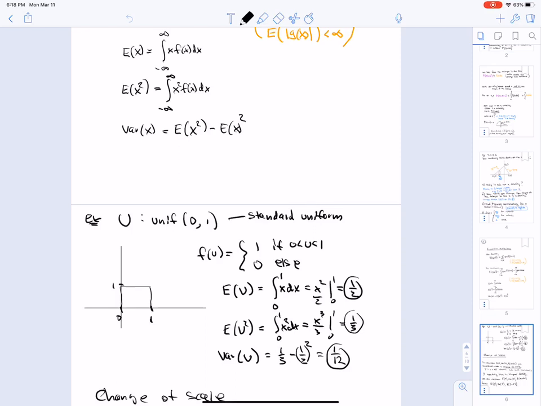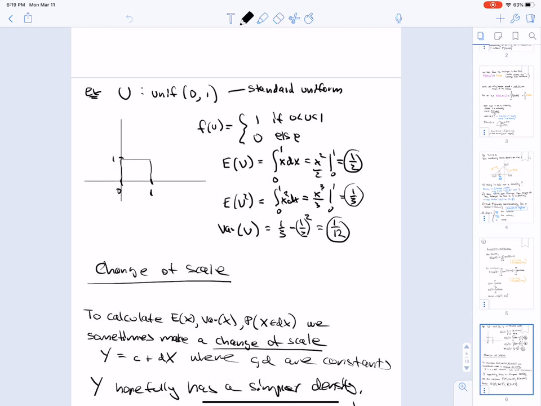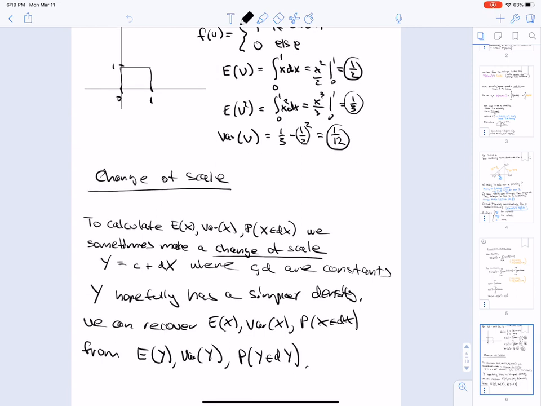So we can use these facts, for example, to find the expectation and variance of more complicated uniforms, and we'll do that a little bit later. But I need to introduce change of scale. So to calculate the expectation of x, the variance of x, the probability that x is in dx, we sometimes make a change of scale.